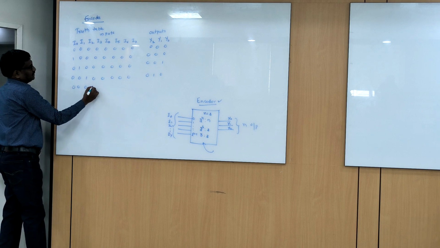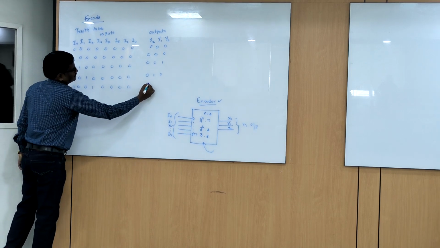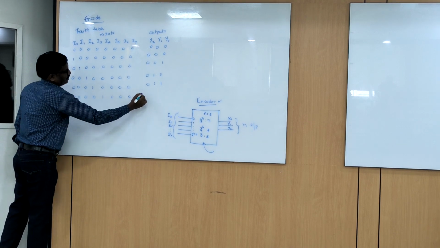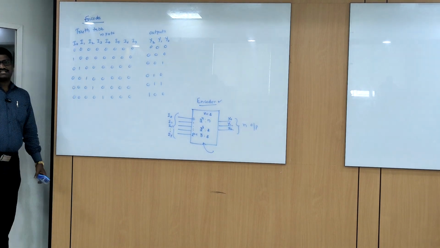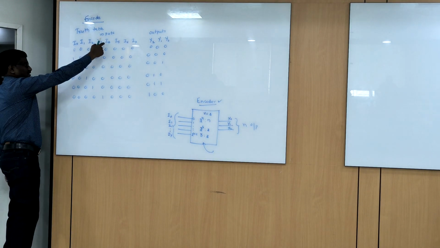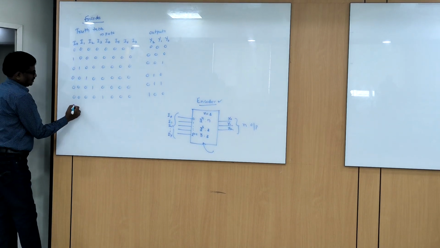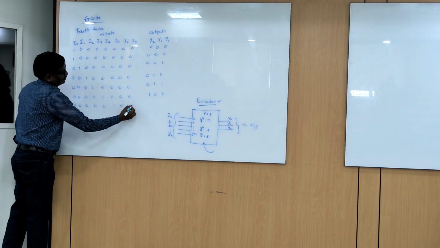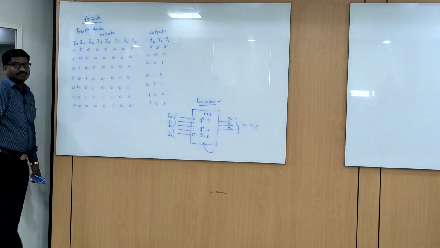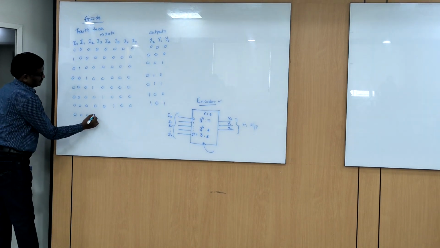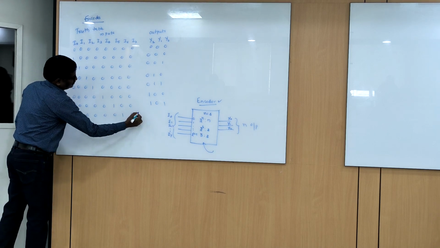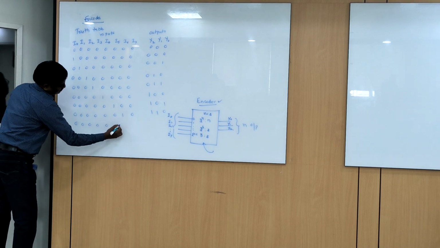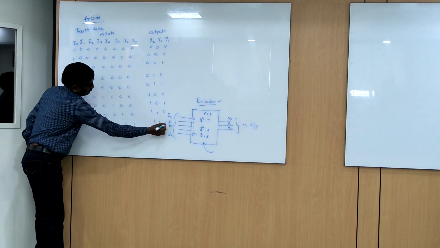Y3 is 1, output is 3, which is 0 1 1. Next, 0 0 0 0 1 0 0 0, output is 4, because Y4 is 1. Okay. So 0 0 0 0 0 1 0 0, output is 1 0 1. Next 0 0 0 0 0 0 1 0, output is 1 1 0. Next 0 0 0 0 0 0 0 0 1, output is 1 1 1.